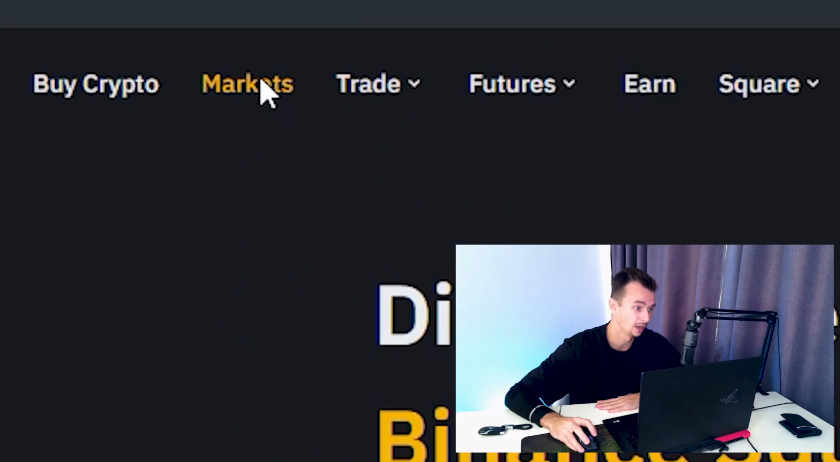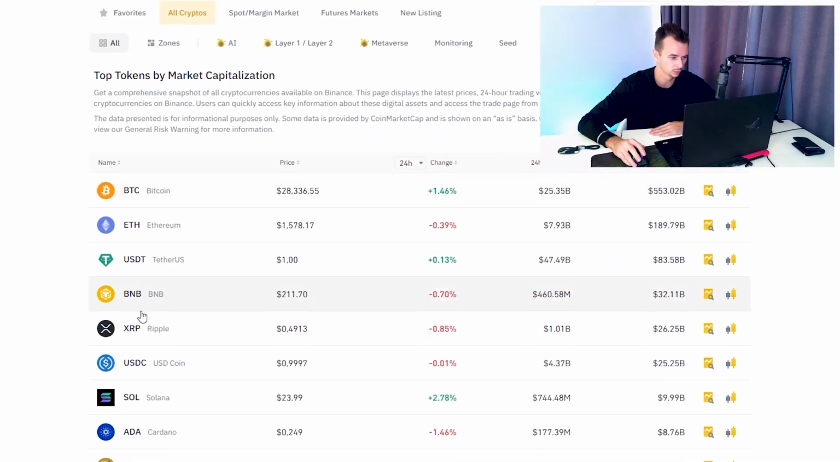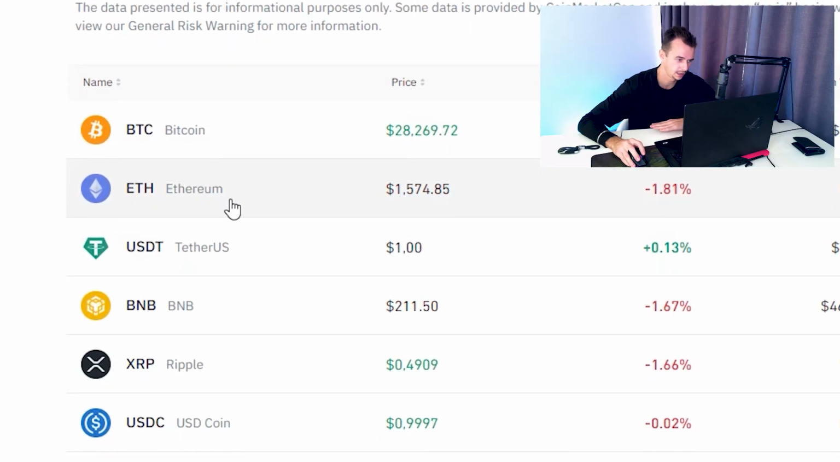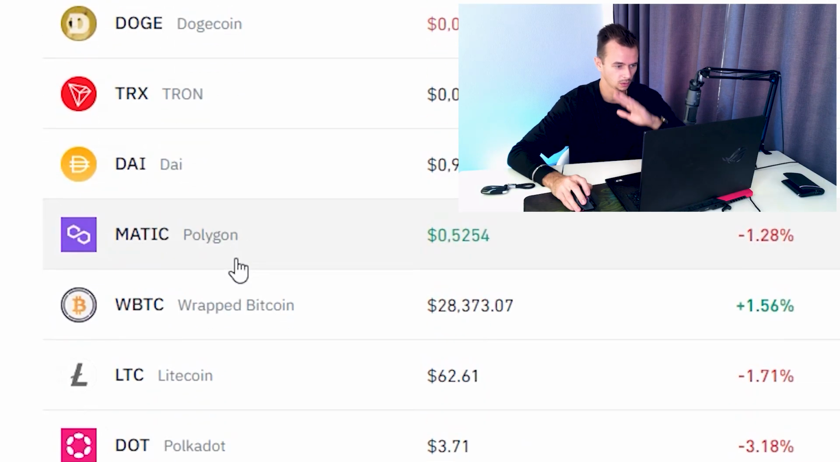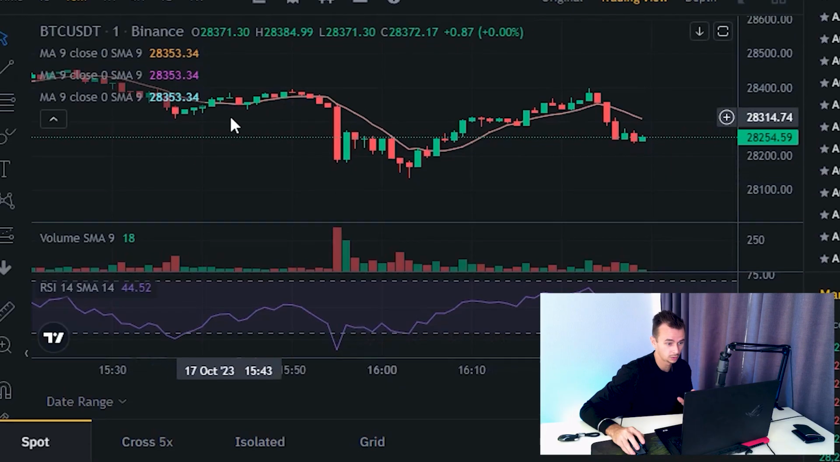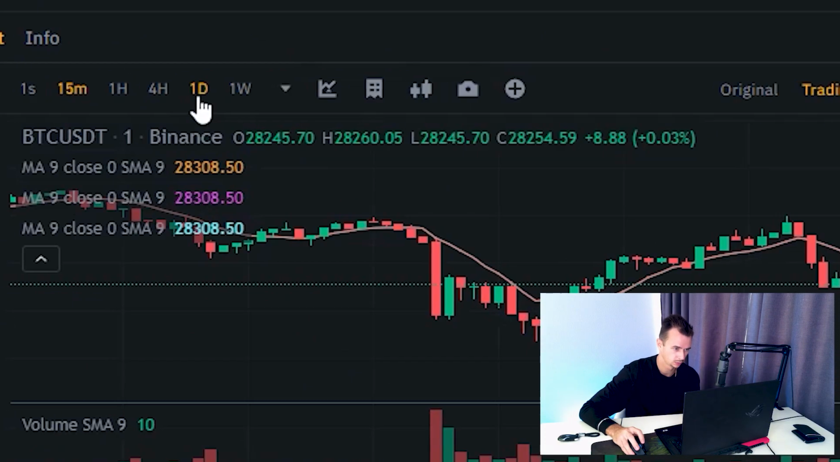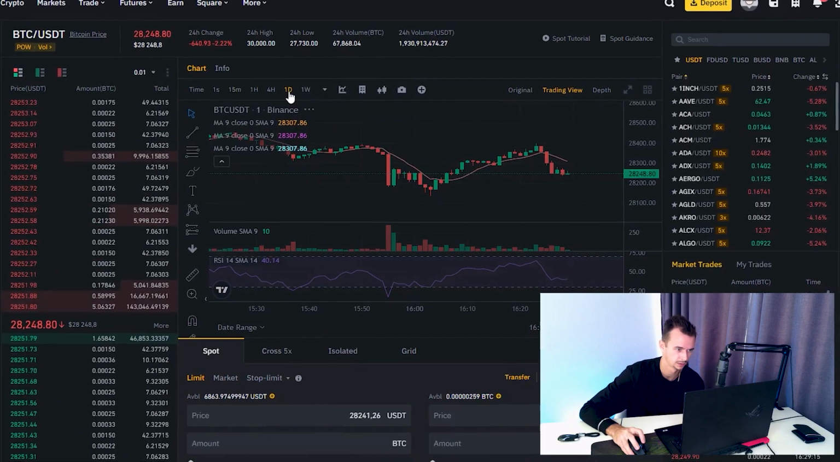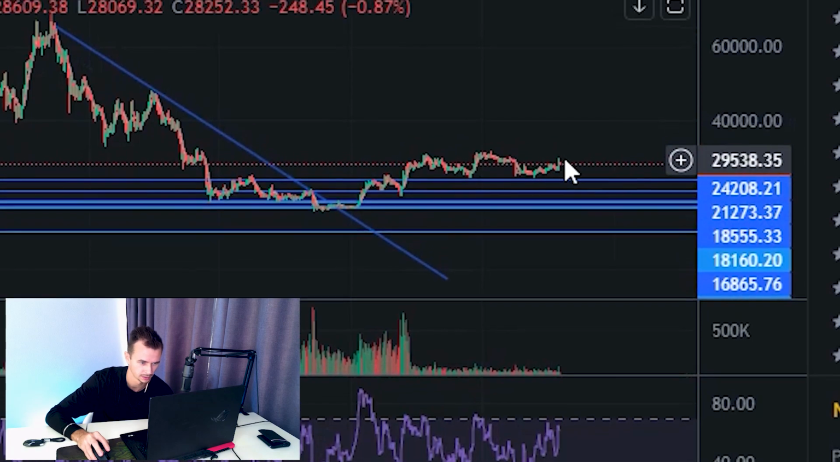Okay, after sending money to your account, you just click markets, and here you can choose what you want to buy. It can be Bitcoin, Ethereum, BNB, XRP, and so on. But for example, as I promised, I will show you how to buy Bitcoin. So click, and here you can see the history of the price. Here you can choose the time range, for example, per 1 day. Okay, so this is the actual price of Bitcoin.